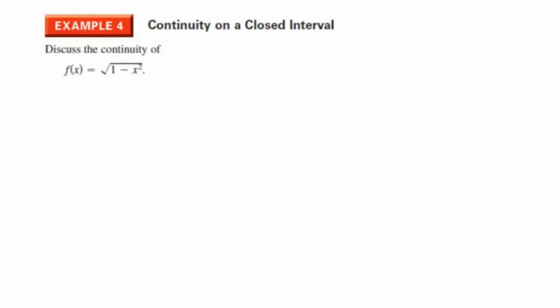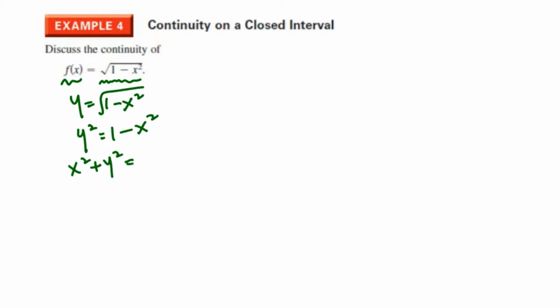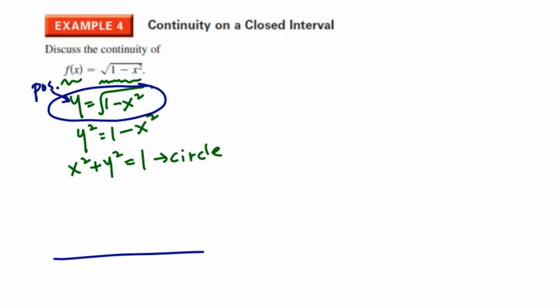Okay, let's discuss the continuity of f of x, that is the square root of 1 minus x squared. Again, y equals the square root of 1 minus x squared, so y squared is 1 minus x squared. So I have x squared plus y squared equals 1. So this is a circle. But again, as I said earlier, I have a positive value of square root, so I have a positive value of y. So I only have a semicircle between negative 1 and 1.